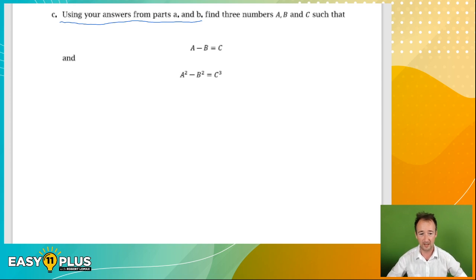and what people are likely to do is stare at this and go, A minus B equals C, A squared minus B squared equals C cubed. So we've got 3 different letters, we've got squares, we've got cubes, we've got 2 equations. Wow! And it's very likely you're going to look at this and turn to your mental hands and say, what do I do here?